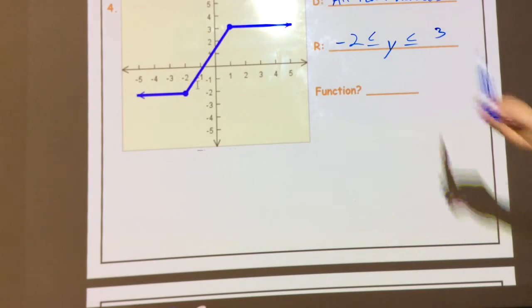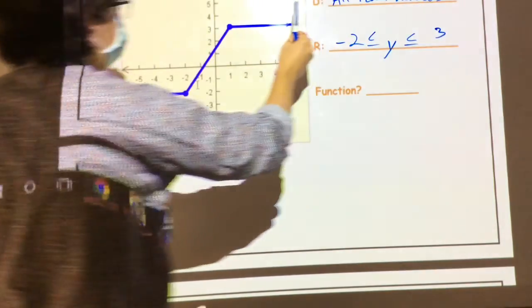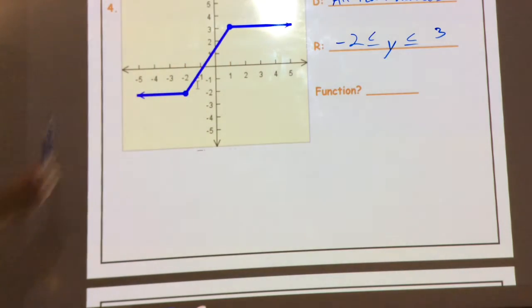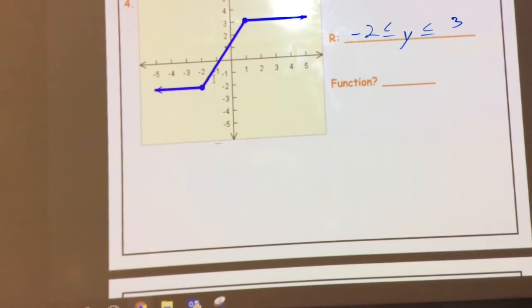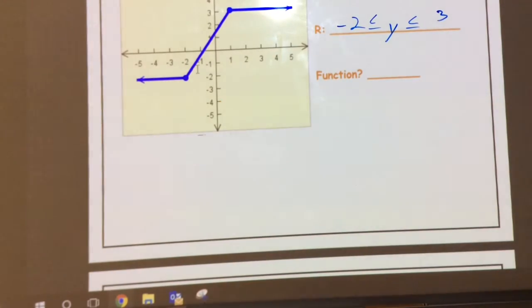Finally, is this a function? Yes. Yeah, it is. If I do the vertical line test, notice it never double laps. Okay? How much time I got left on my video? Oh, great. We're good. Okay, we can finish this and I'll make a separate video for the word problems.